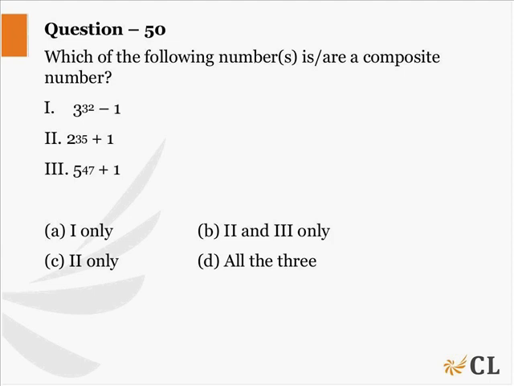A composite number has to be a multiple of some other number, apart from one and the number itself, right? So are any of these numbers a multiple of any other number or not? If yes, then that has to be a composite number, right? So if I check the first number, which is 3 to the power 32 minus 1, can you tell me 3 to the power 32 minus 1 is divisible by which number? Any answer, please?